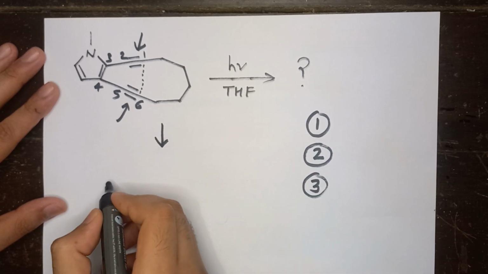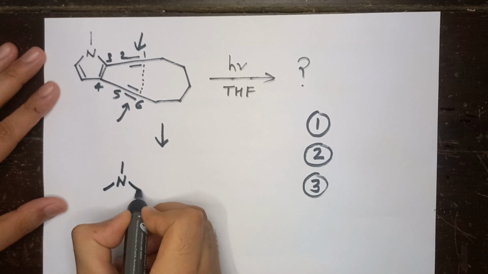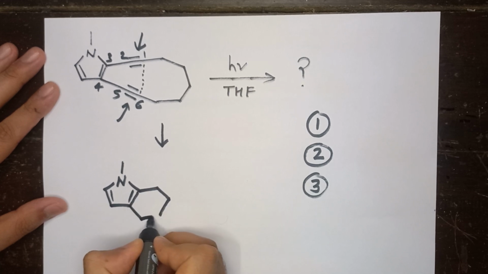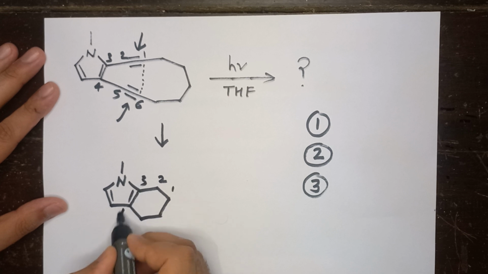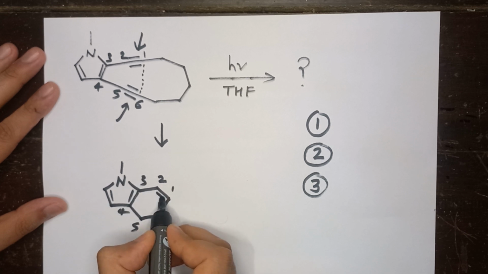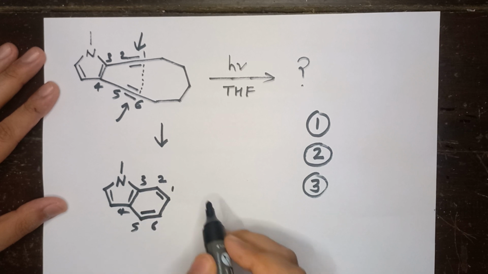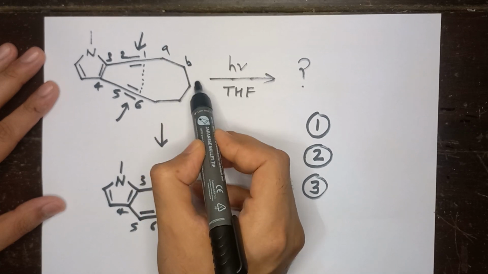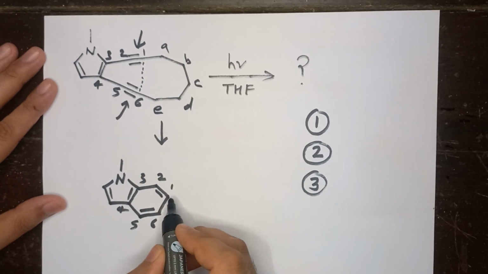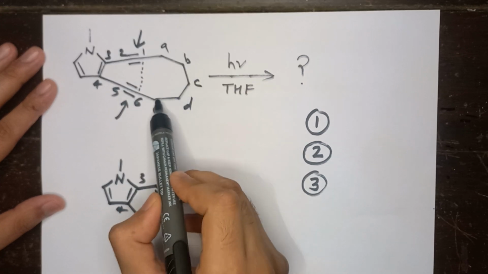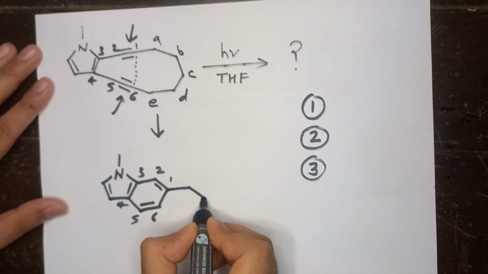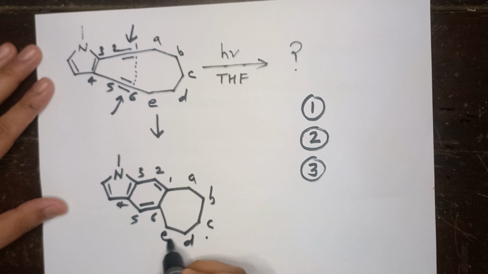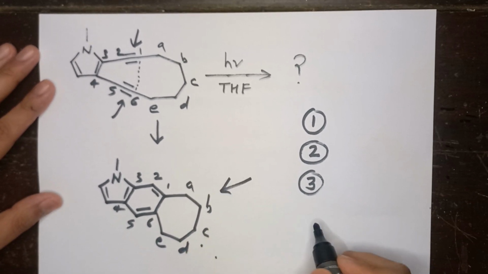So let's draw the product. So this part will be same. We have a 6-membered ring now. So this is my 1, 2, 3, 4, 5 and 6. 1 and 6 connected, triple bond converted into a double bond, right? And then lastly, the rest part will be same. So this is A, B, C, D and E. So we are forming a 7-membered ring. So this is A, B, C, D and E. So this is the product for this particular reaction.